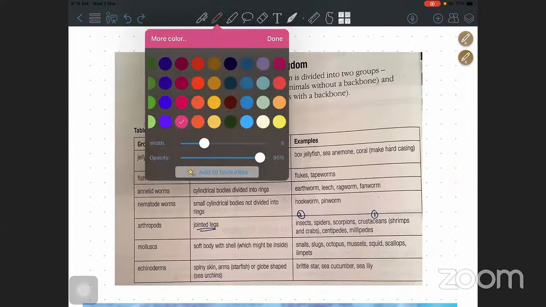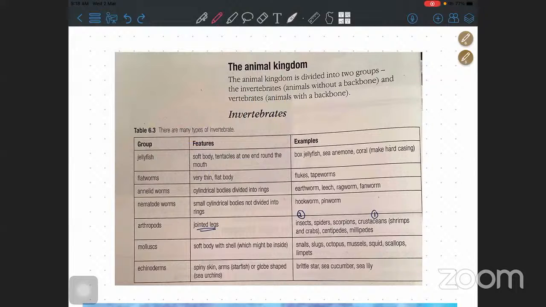Usually the jellyfish will be drawn in the pink color. Soft body, with tentacles at one end around the mouth. Box jellyfish. Sea anemone, coral, make hard skeletons. Okay. We have the flatworms, very thin, flat body, such as tapeworm and flukes.